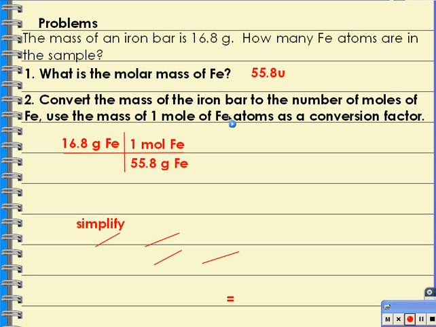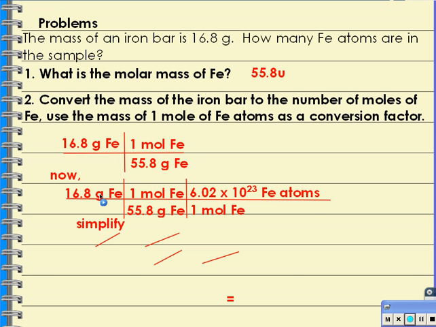So let's break that down. 1 mole of iron, right here, is equal to 55.8 grams of iron. Well, we already have 16.8 grams of iron here, and we need to get rid of that. So now we have that 16.8 grams of iron, that conversion factor between moles and iron, and now we have a conversion factor between moles and number of atoms.